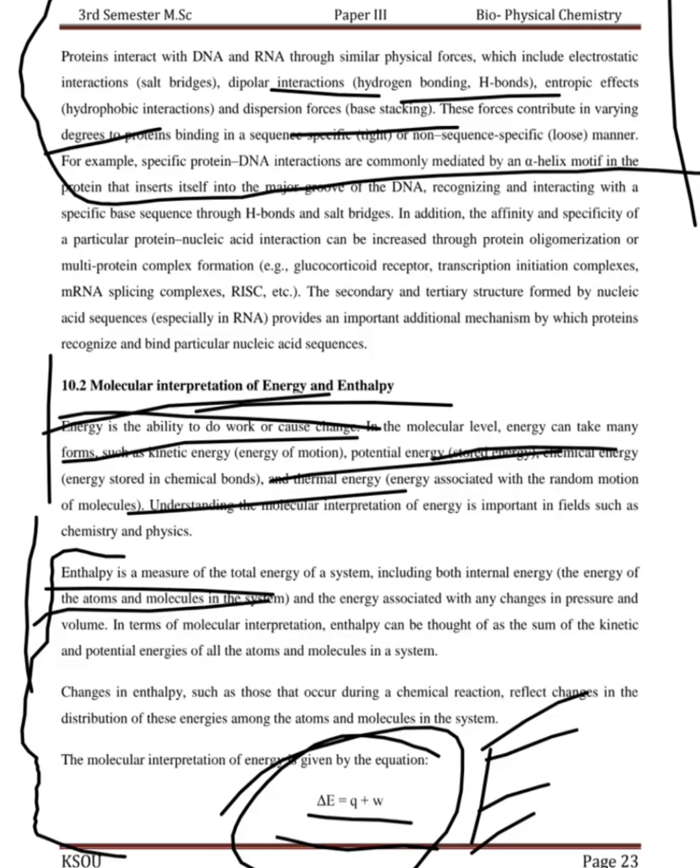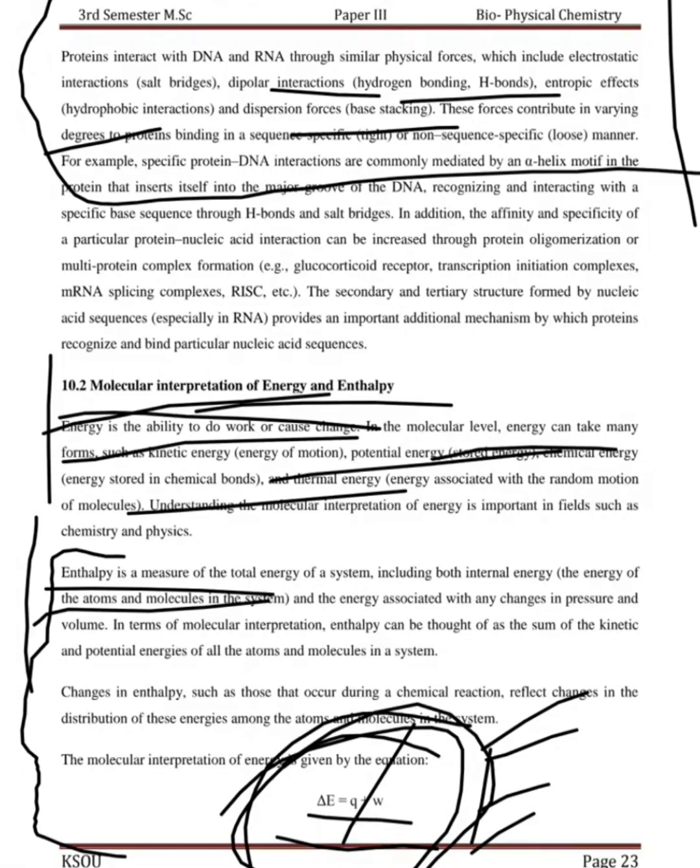So here delta E represents the change in internal energy. Q is the heat added to the system. W is the work done by the system. So that is the molecular interpretation of energy by the given equation: delta E is equal to Q plus W.